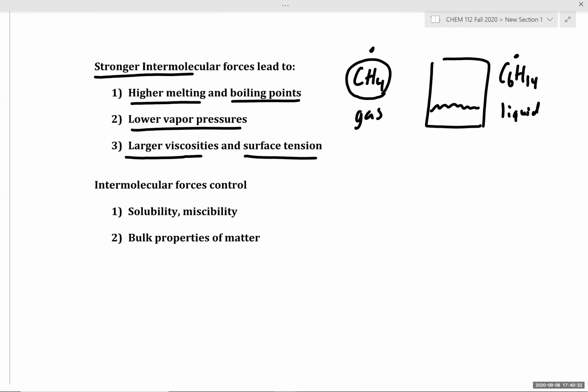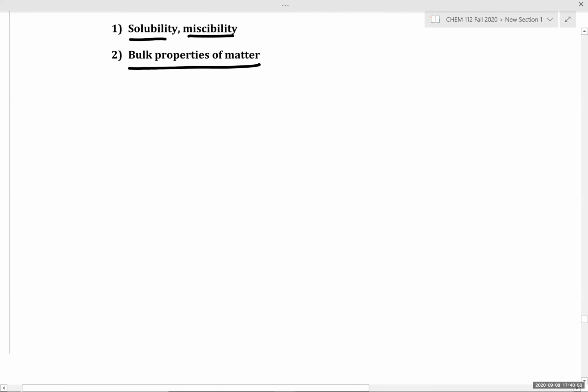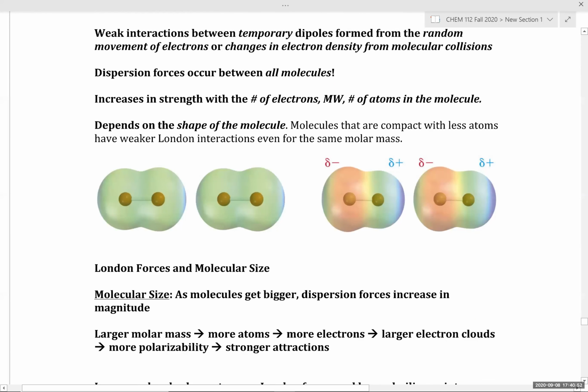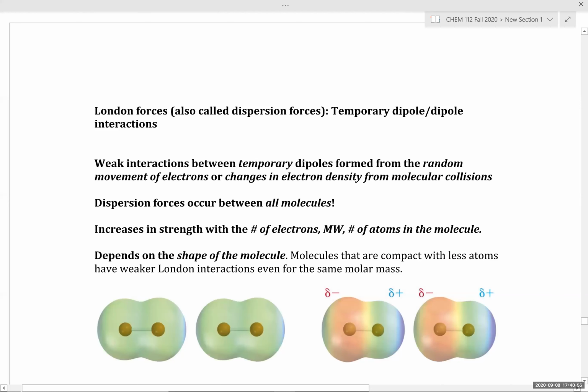Intermolecular forces are really critical to understanding solubility, miscibility, and bulk properties of matter. So what we're going to do now is we're going to unpack intermolecular forces and talk about how they apply to organic molecules. Okay, so first and foremost, we're going to talk about London forces. These are also called van der Waals forces, dispersion forces. Depends on when you took chemistry. There are many names for the same intermolecular force.